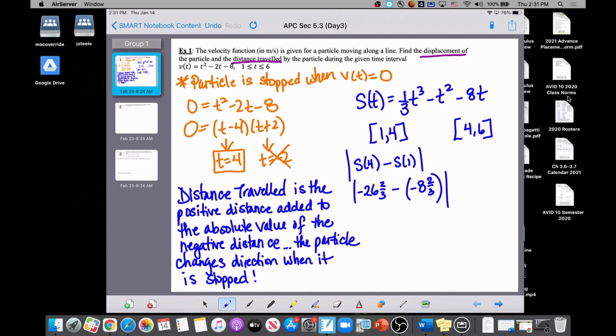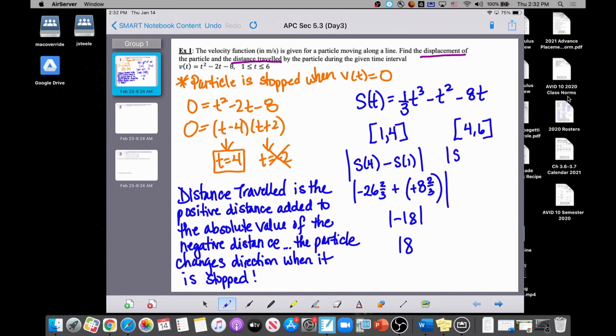And then, of course, we can chop our minus a negative here. So we end up with negative 26 2/3 plus 8 2/3, which gives us negative 18. But the absolute value of negative 18 is 18, right? Now we are going to do the same thing on the interval from 4 to 6.